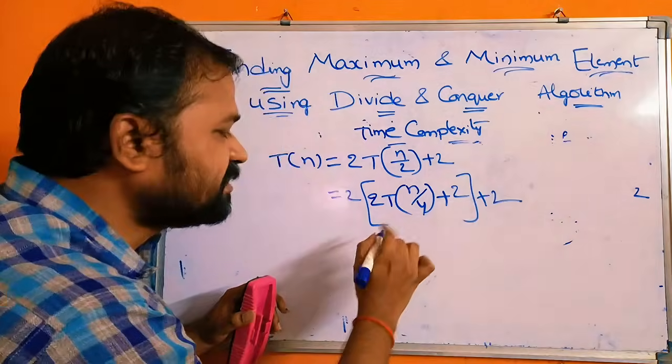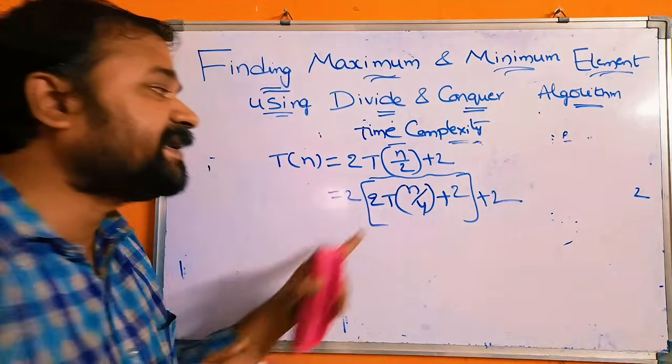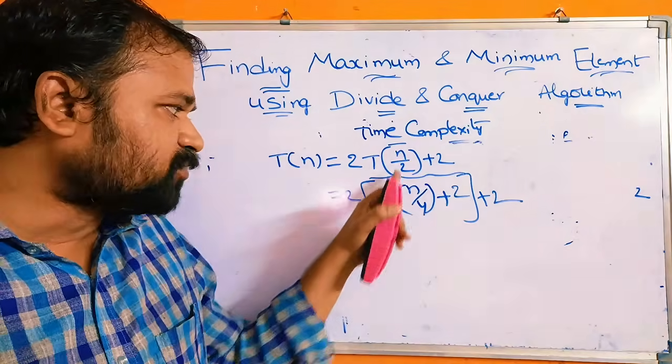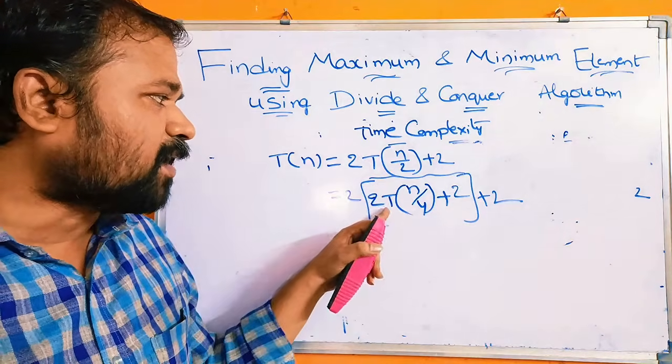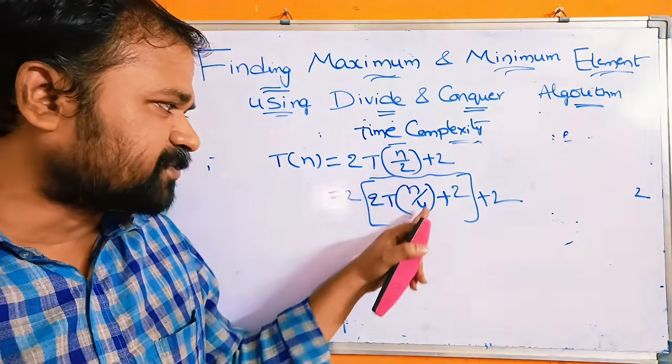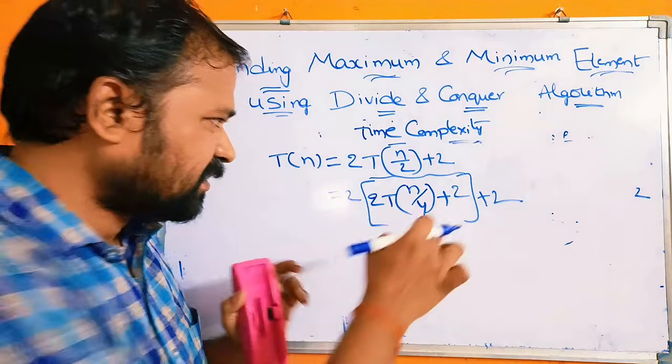So this is nothing but T of n by 2. What is the T of n by 2 formula? 2T of, in place of n, we substitute n by 2, so n by 4, plus 2. Next we have these 2.